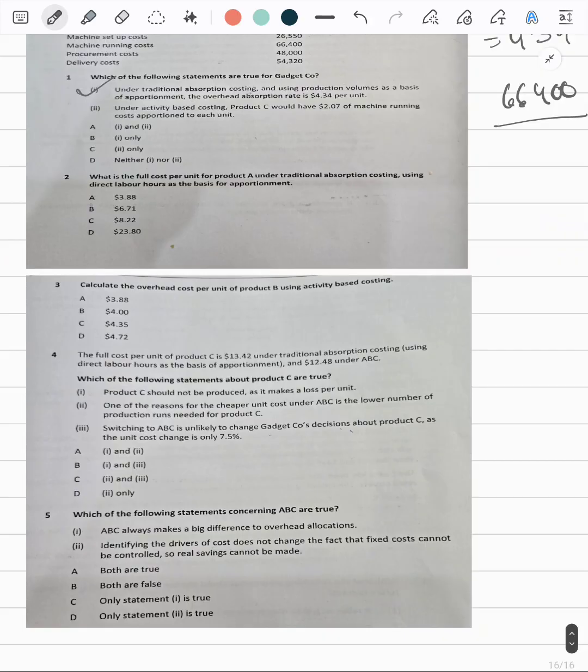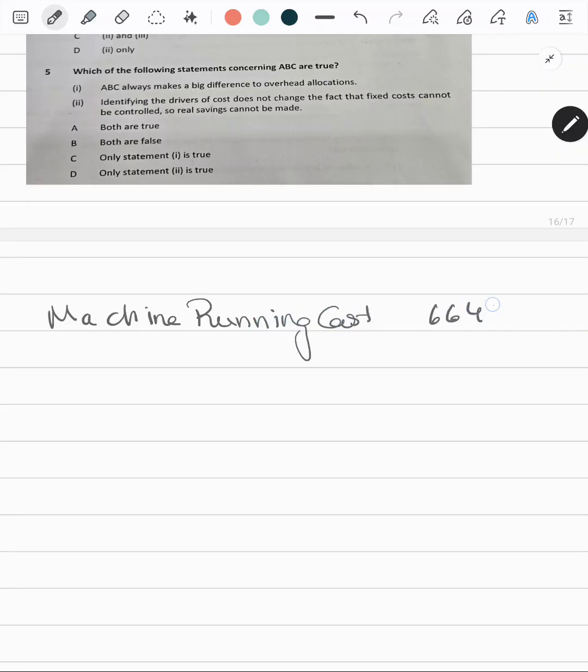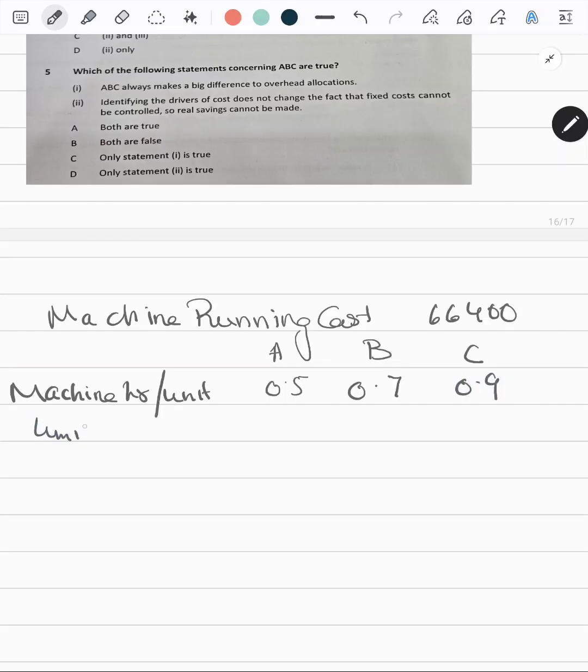Now I will solve this over here because it would require some space. First of all, let me mention this is the machine running cost. Machine running cost is 66,400. The machine hour per unit is also given. Machine hour per unit for A, B and C are 0.5, 0.7 and 0.9, because I need to calculate the total machine hours.